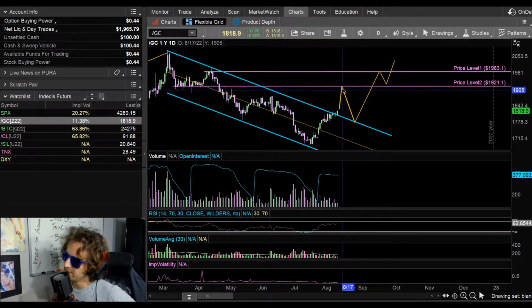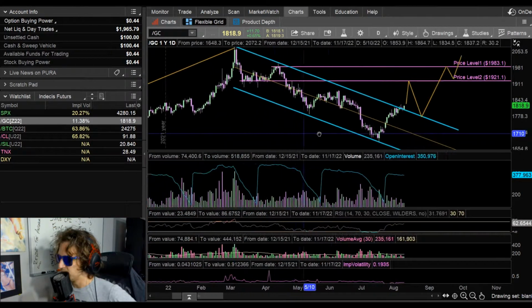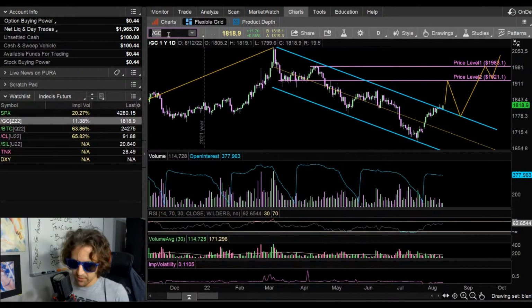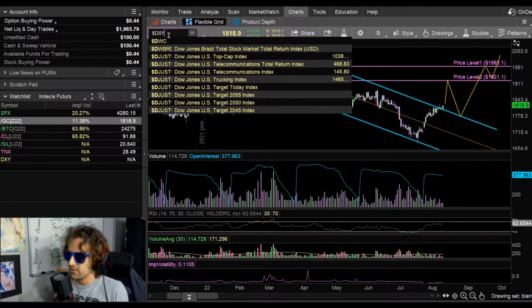But when we reach up here, I'll be towards 1920. I'll be taking some profits naturally. So I am curious to see where gold futures go. What I really want to talk about today too is dollar strength.